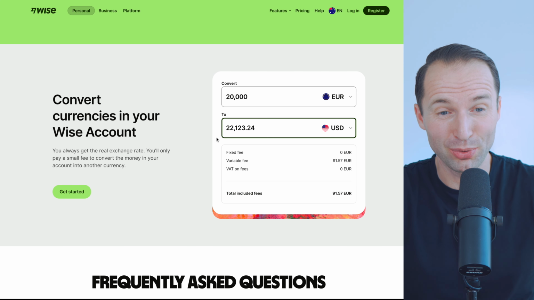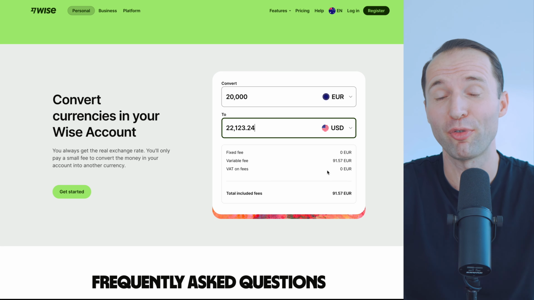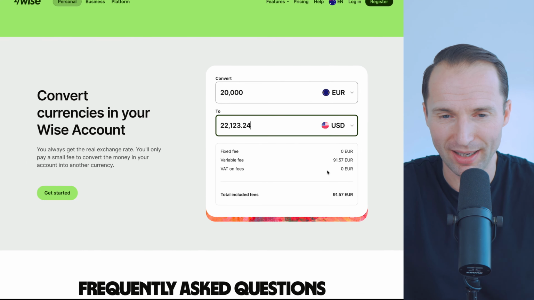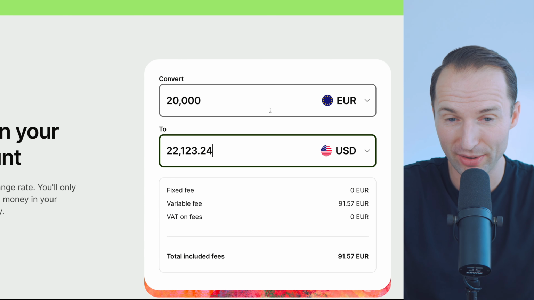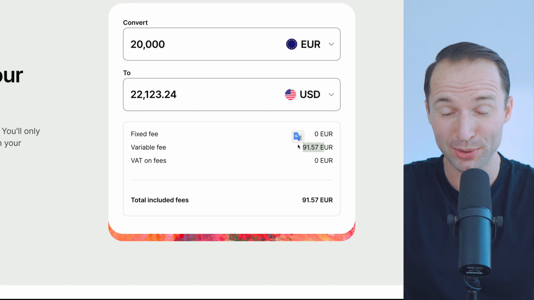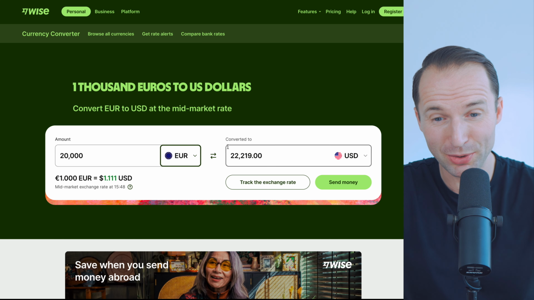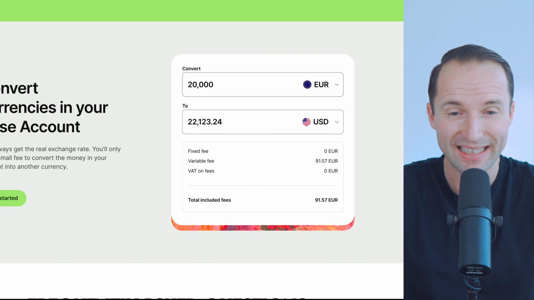If I now go into the Wise actual currency converter, while they do give you the best exchange rate, they do charge you a fee, which is fair enough, right? It's transparent, but you can see those 20,000 euros will now only get you 22,123. It shows you the variable fee is 91 euros and 50 cents. So that's why the difference is from 22,123 to the 22,219 over here. So that basically includes the fee.